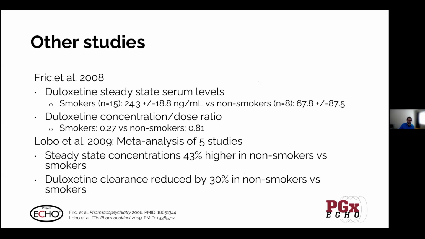A couple other studies here, without getting too much into details. There was another PK study and then a meta-analysis of 5 other studies done prior to that first study I just reviewed, but they showed a similar trend: the smoker group in general tended to have lower serum concentrations and a lower concentration to dose ratio. Again, just a handful more studies supporting the association that smoking status leads to lower exposure to duloxetine.